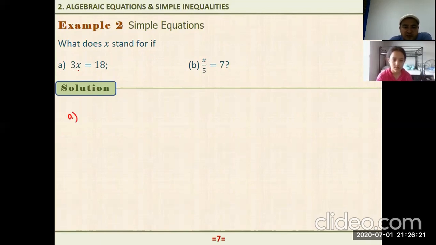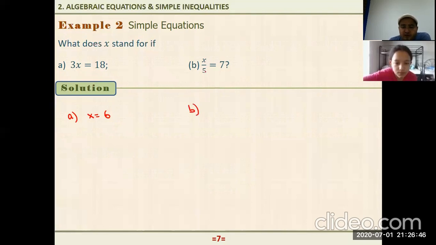So 3 times what number gives us 18? 3 times what number equals 18? 3 times 6. 6. That means that the solution of this equation is 6, because if I substitute 6 for x, it makes this sentence a true sentence, right? Correct sentence. Now, how about here?